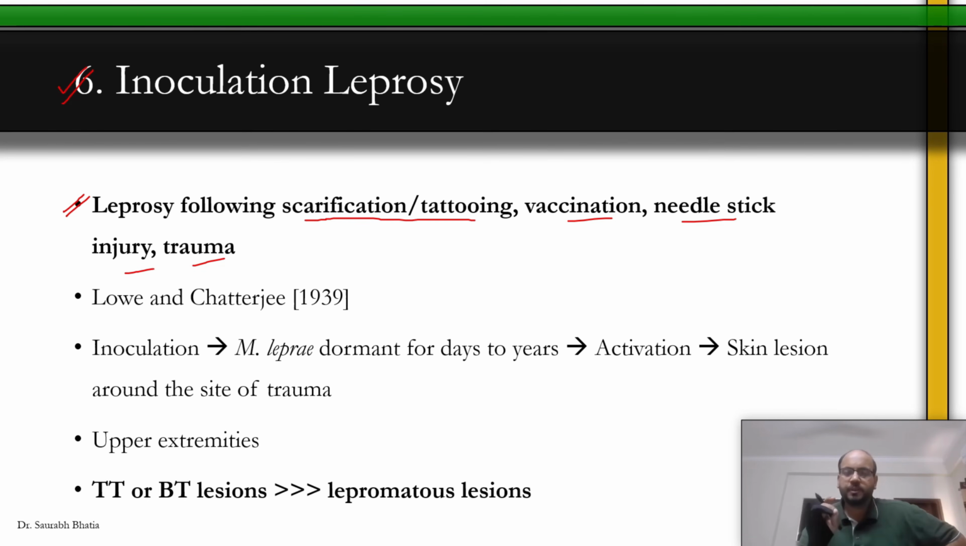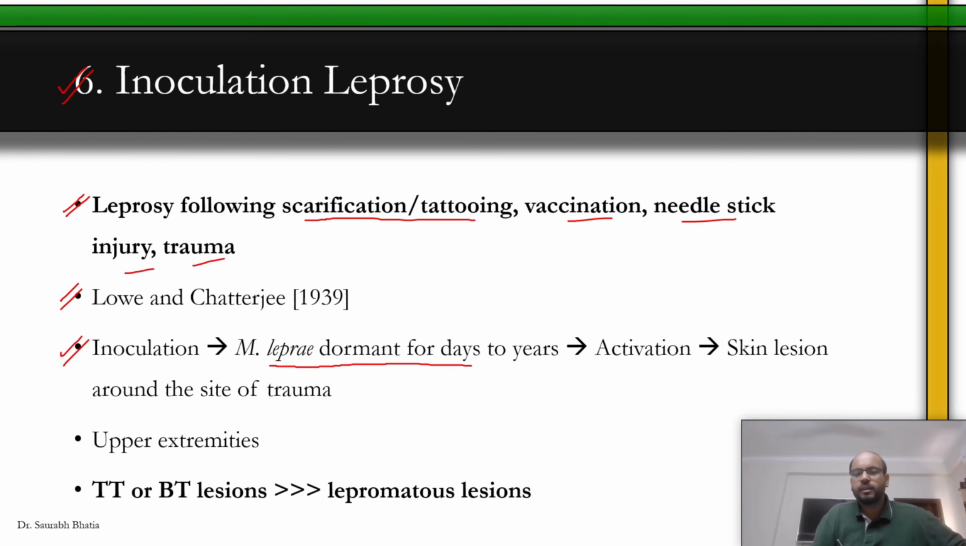So in inoculation leprosy, the act of tattooing using needles or vaccinations or any needle stick injury or trauma seeds M. leprae at the site of trauma, and you see the clinical presentation of leprosy at that site. That is known as inoculation leprosy. It was described first by Lowe and Chatterjee in 1939.